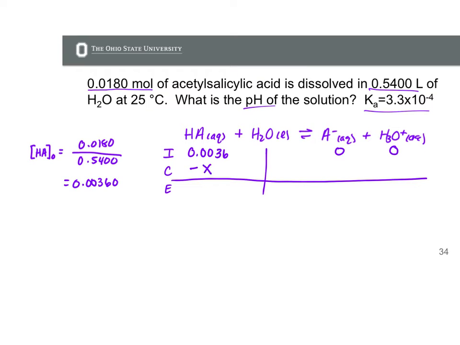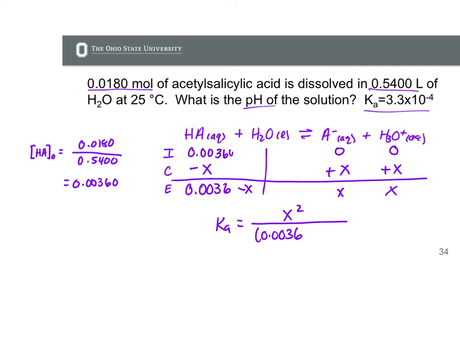So we know we're going to lose minus X of HA to form products, plus X A minus, plus X H3O plus. And so at equilibrium, we'll have 0.0036 minus X, X, and X. Okay, so we need to set up our Ka as equal to X squared over 0.0036 minus X. You can always check your sig figs at the end. That equals 3.3 times 10 to the minus 4.